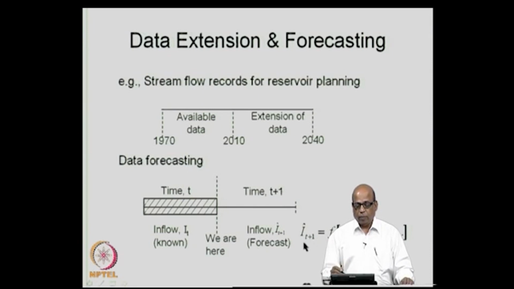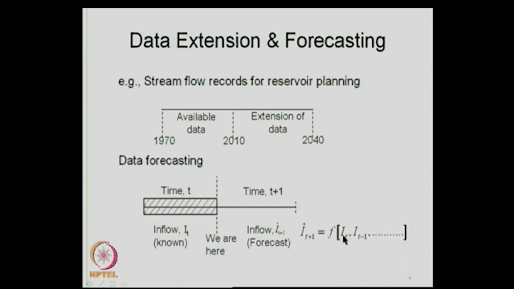So, data forecasting we provide as a function of the flows. In this particular case, we are talking about the inflow to a reservoir, which has been observed during the month t, the previous month t minus 1, t minus 2 and so on. So, the entire history of this process up to this point is available with us. Using this entire history, we would like to forecast what is likely to happen to flow during time period t plus 1, what is the expected flow during the next time t plus 1, that is a forecast. So, we will today introduce methods of data forecasting as well as data extension.